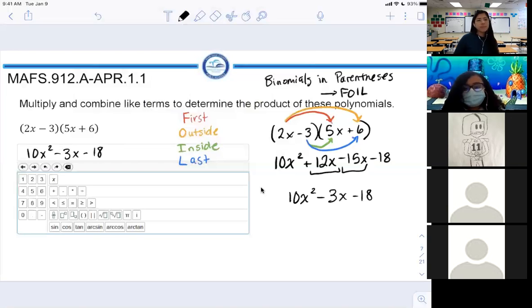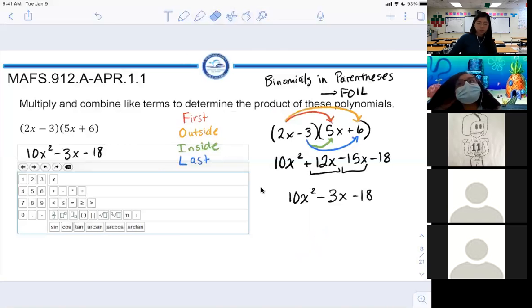Questions on this one? Tyrone, you have a question? No, you can't combine, right. You cannot combine the 10x squared and the 3x. You can't do this because both the variable and the exponent have to match. It has to be the same. Good question.